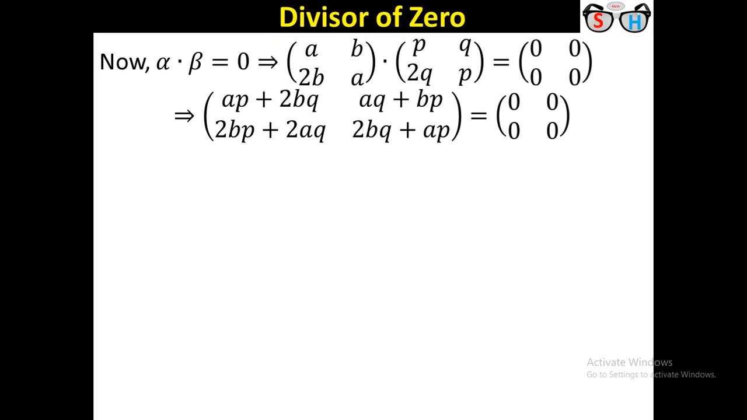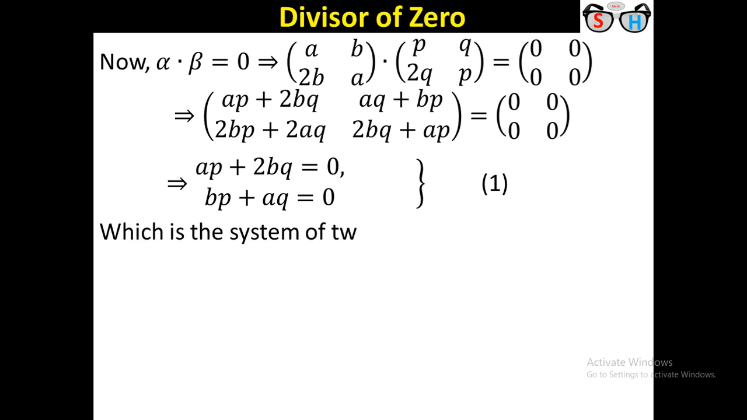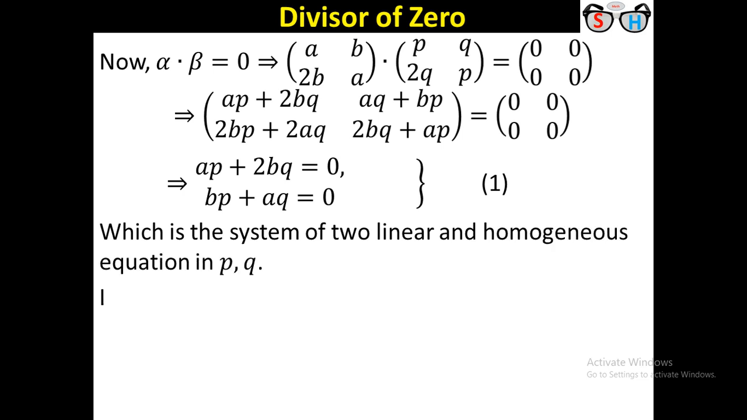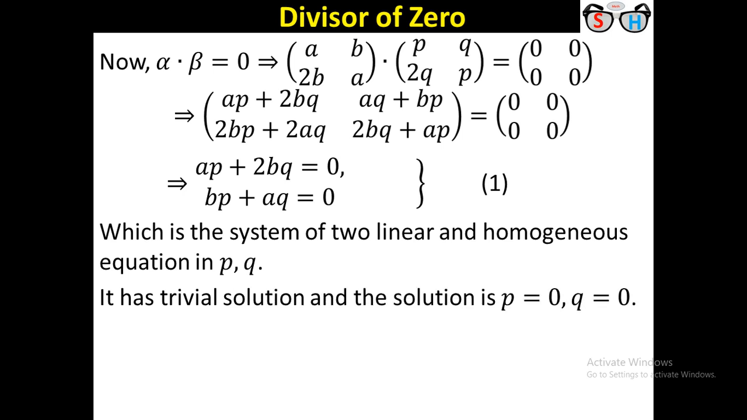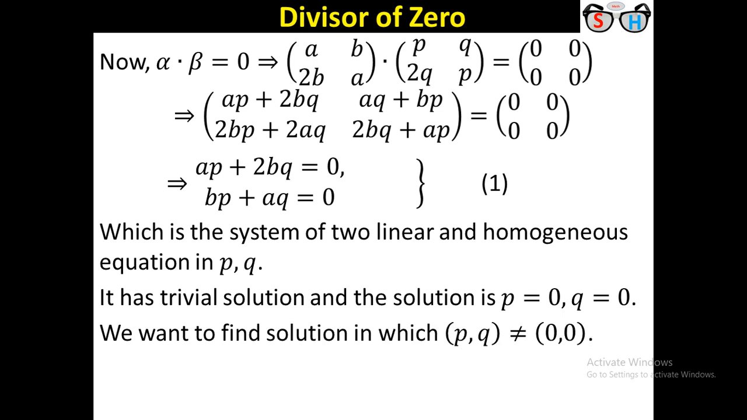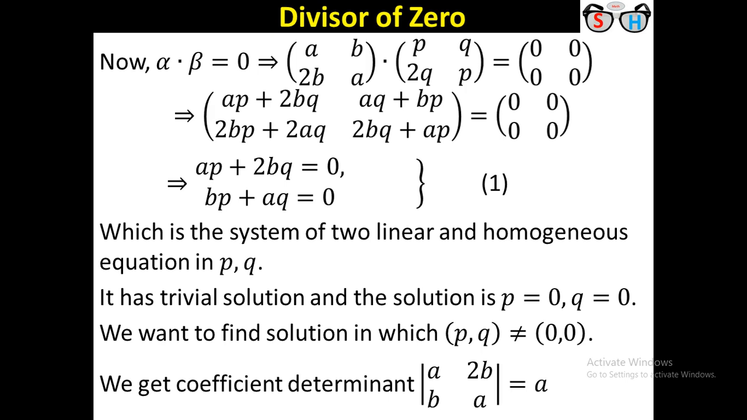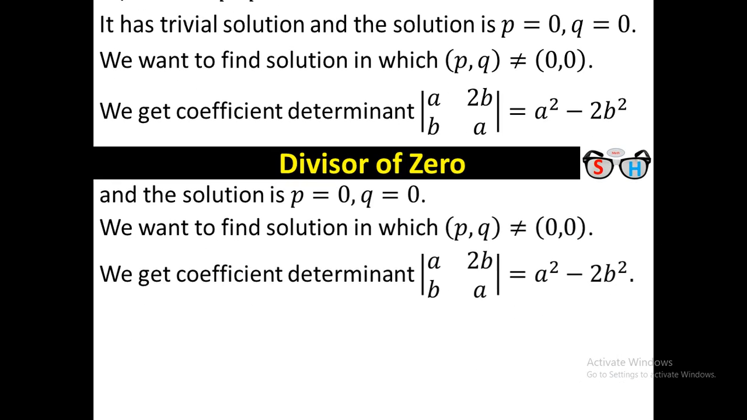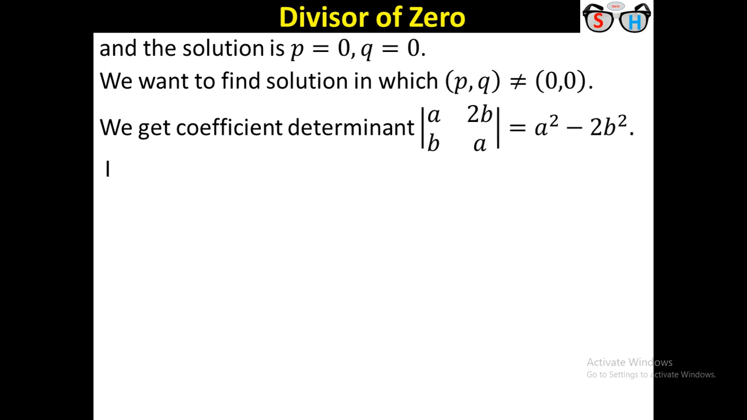Comparing the same components, you will get a system of linear homogeneous equations in p and q. Since it is homogeneous, the system has the trivial solution p equal to 0, q equal to 0, but we want to find a non-zero solution in which p, q are not simultaneously 0. We get the coefficient determinant equal to a square minus 2b square. This was the same as for the previous problem.